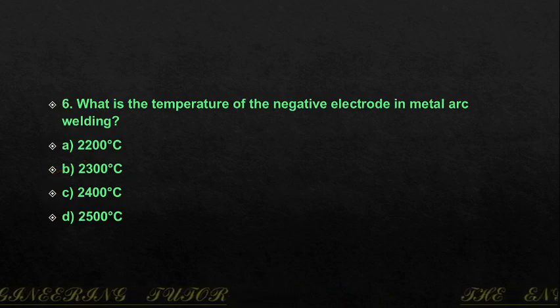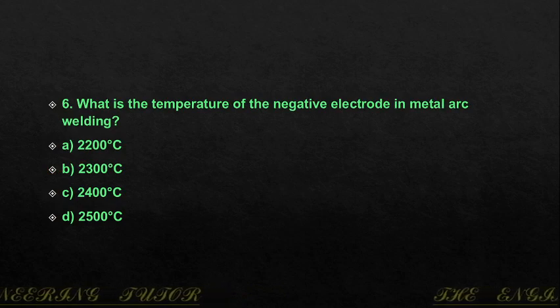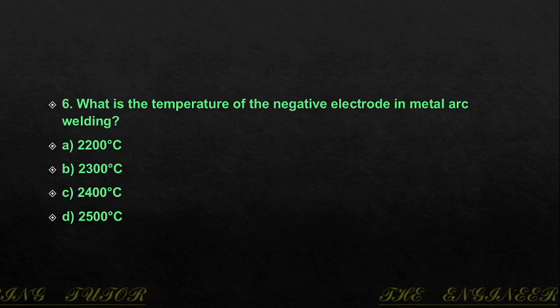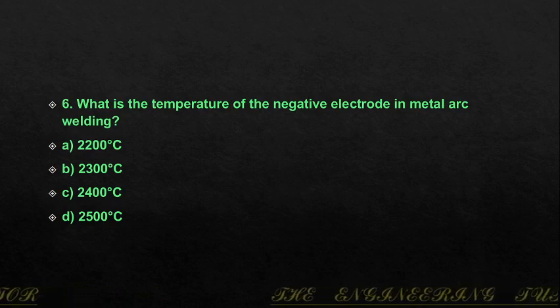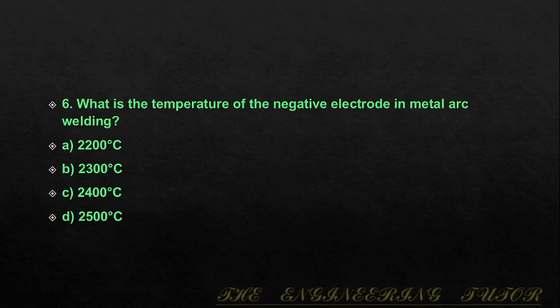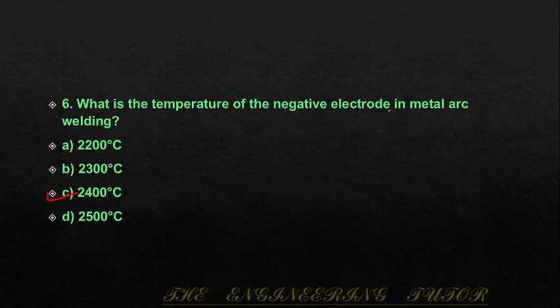What is the temperature of the negative electrode in metal arc welding? In metal arc welding, the temperature of the negative electrode is lower than the temperature of the positive electrode. The temperature produced at the negative electrode of the metal arc will be 2400 degrees Celsius. The welding process is metal arc welding.